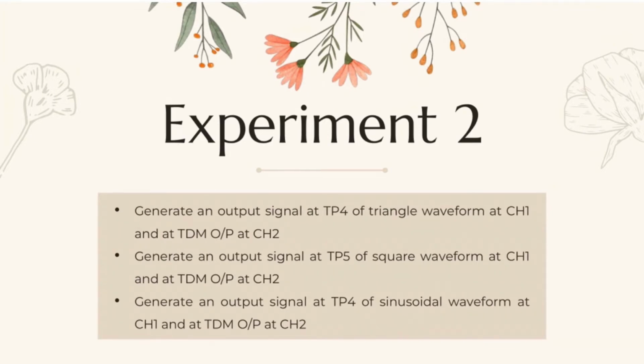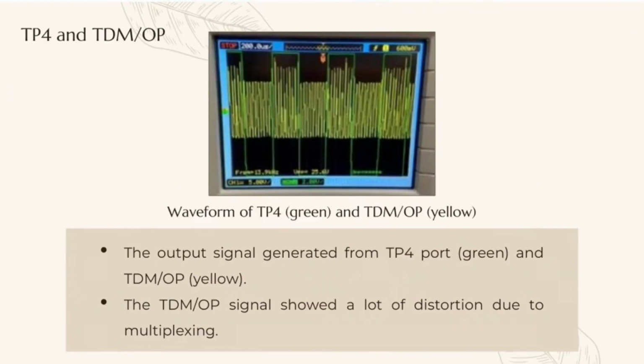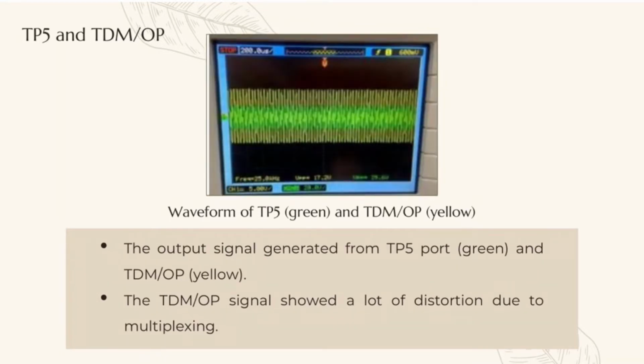at channel 2. Firstly, when connecting TP4 and TDM output, they will both form a waveform. Figure shows the output signal generated from TP4 port, the green wave, and TDM output, the yellow one. The TDM output signal showed a lot of distortion due to multiplexing. Since the multiplexing occurred in a short period of time, this causes the mixing of signals, thus resulting in distortion seen in the result.